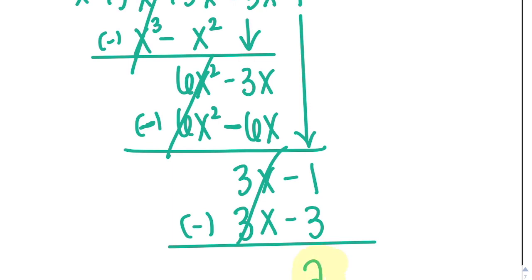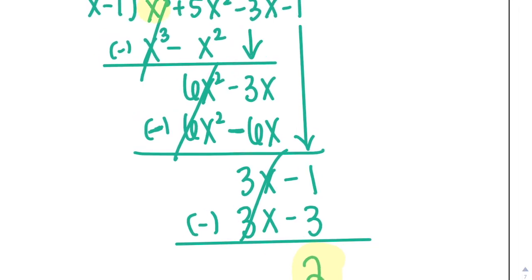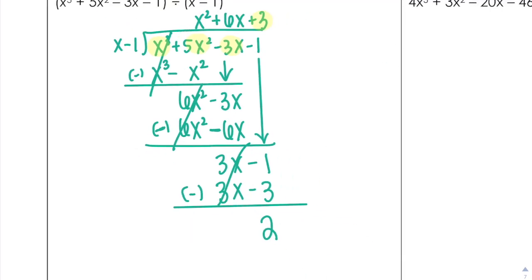Now, can x go into 2? No, x can only go into something that has an x. I can't do 2 divided by x. That would just stay 2 divided by x, which means that last part that we brought down, there's our remainder right there.